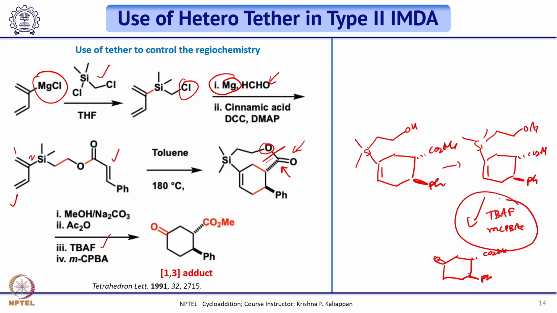Try to find out the mechanism for the last two steps, how the vinyl silyl ether gets hydrolyzed and then gets oxidized to the corresponding ketone.